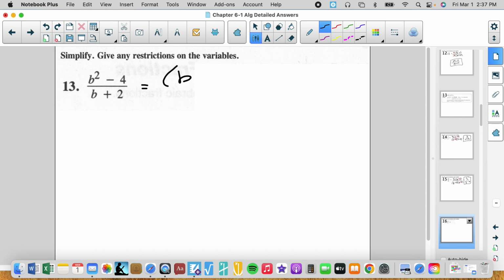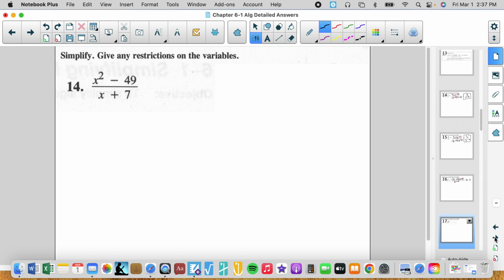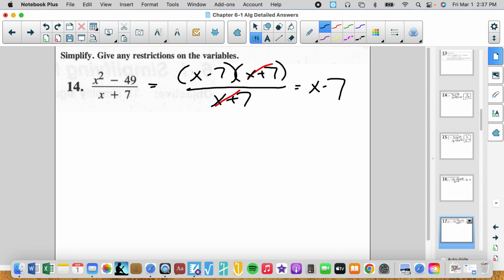So numerator, we're going to see that that's the difference of squares, and we should know what the conjugates are that make up that difference of squares. B plus 2 cancels. We're left with b minus 2. Difference of squares, x minus 7, x plus 7. You have x plus 7. Those cancel. X minus 7.